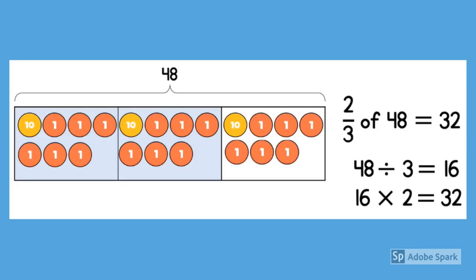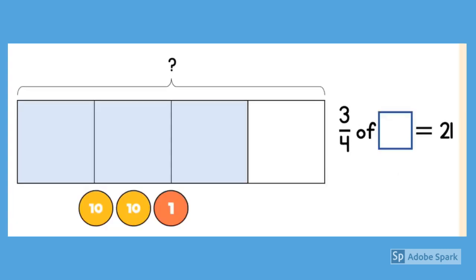So let's have a closer look at this question. 2/3 of 48 equals 32. 48 is the total. The denominator is 3, so we divide 48 by 3, which equals 16. The numerator is 2, so we multiply the answer 16 by 2 to get 32. Therefore, 2/3 of 48 are 32. So let's have a look at this question. What's different about this one?